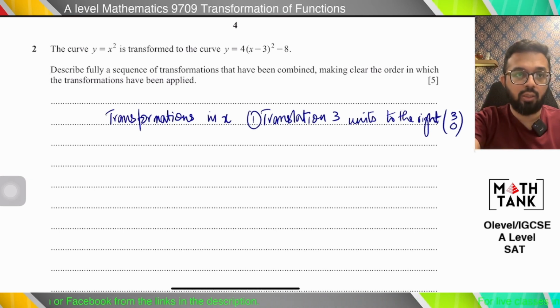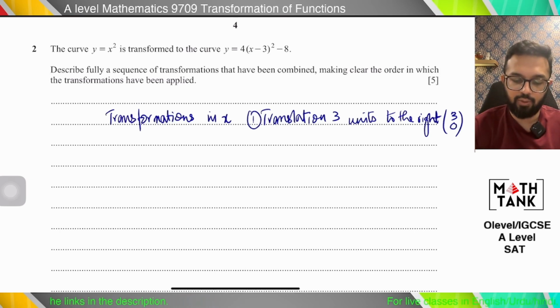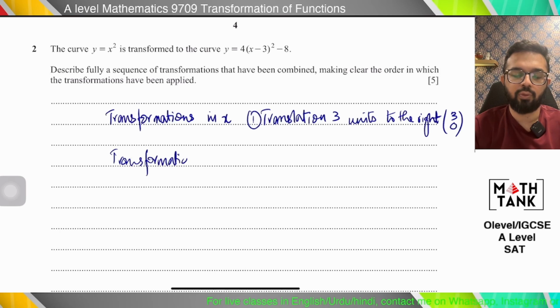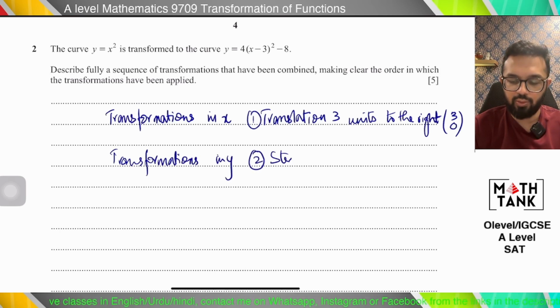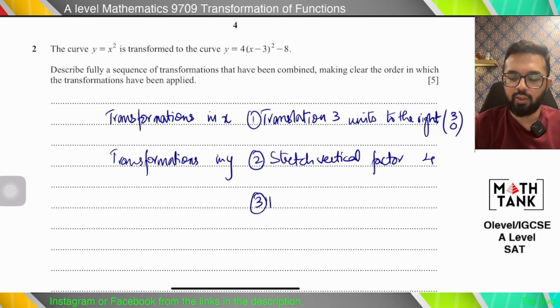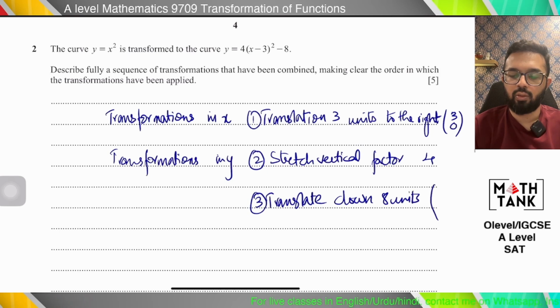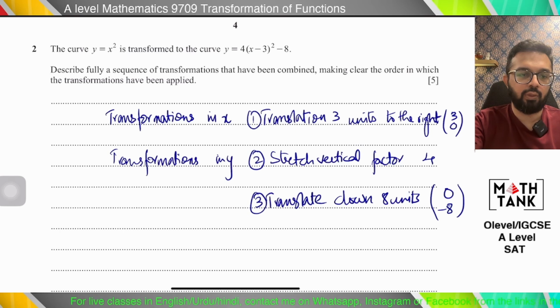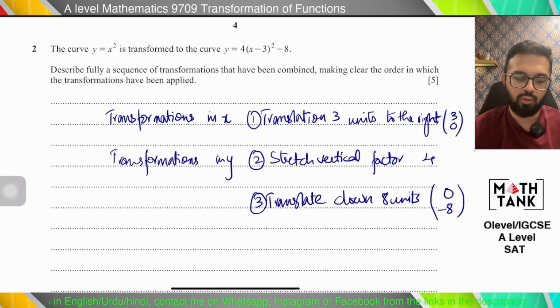Okay, and then for the y transformations, I'm going to call that the second transformation. Transformations in y, so that's the second transformation. It's going to be the vertical stretch with factor 4, then translate down 8 units, vector (0, -8).